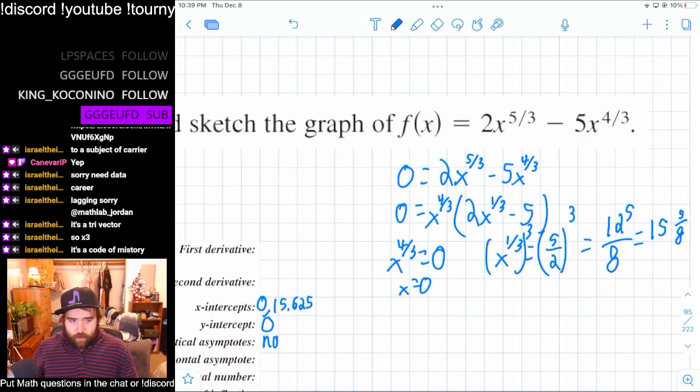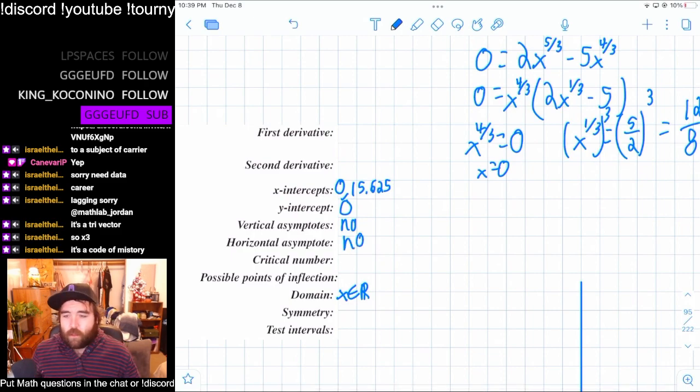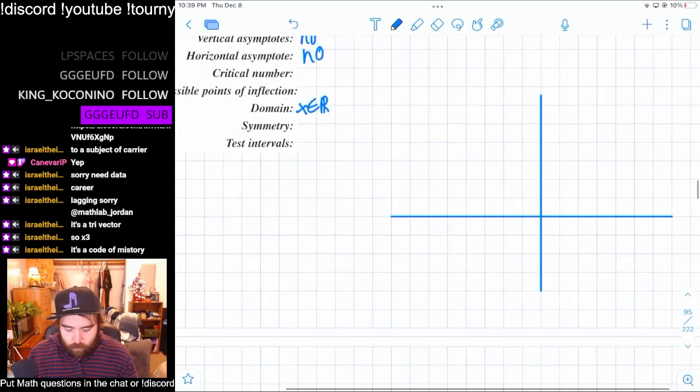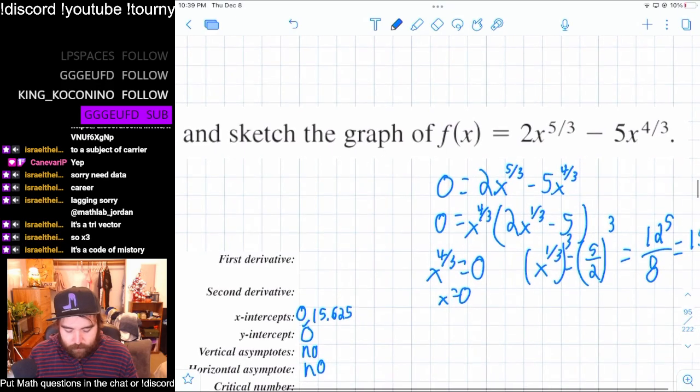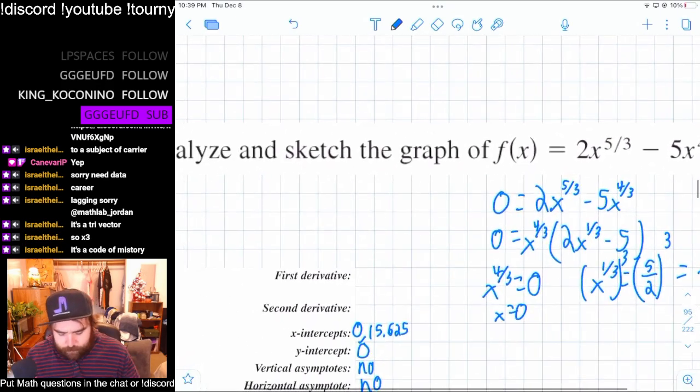Yeah, just very clearly you're going to go to infinity. So there's no horizontal asymptotes either. Okay, so now critical numbers and possible points of inflection. We need to use the first derivative for that. Yeah, I'm really not sure what this graph is going to look like at this point.